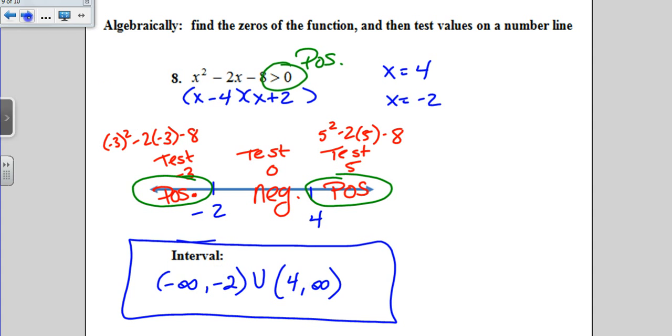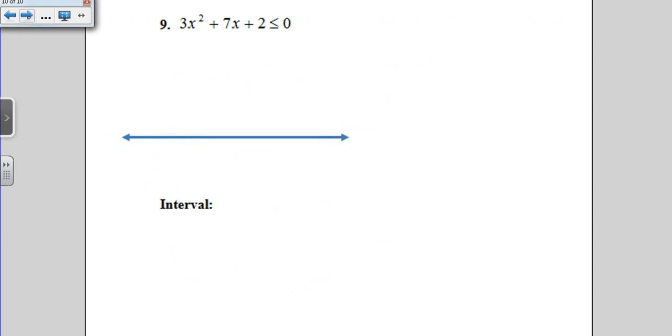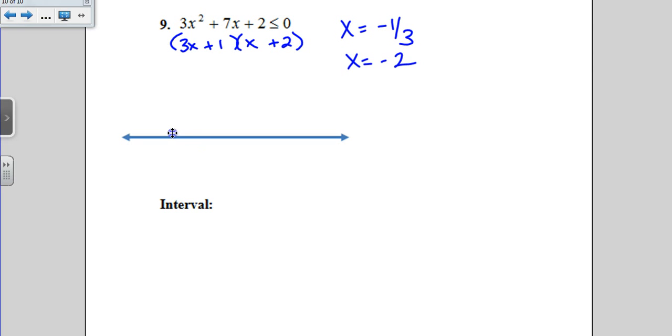I kind of like that method just because I can factor pretty easily. So it almost feels like a waste of time to graph it if I don't have to. Now number 9 is a little more complicated just because the factoring is more complicated. So when I try to factor 3x squared plus 7x plus 2, I get 3x and x. And let's see, if I put a plus 2 and a plus 1, that'll be a plus 6 and a plus 1. So my two x-intercepts are negative 1/3 and negative 2. So make sure you put them in the right spot. There's negative 2 and there's negative 1/3.